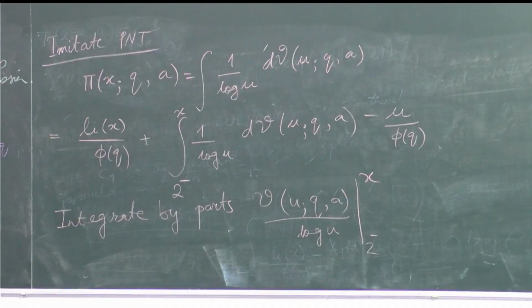Take a product of two functions and integrate it. That is something usually not complicated, can be done. Is there something different from the prime number theorem here? No, nothing is different. It's exactly the same proof. You can copy and paste.